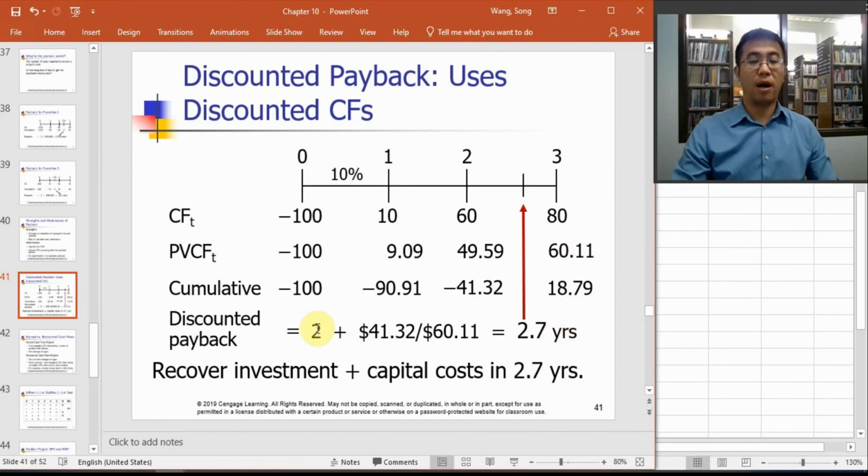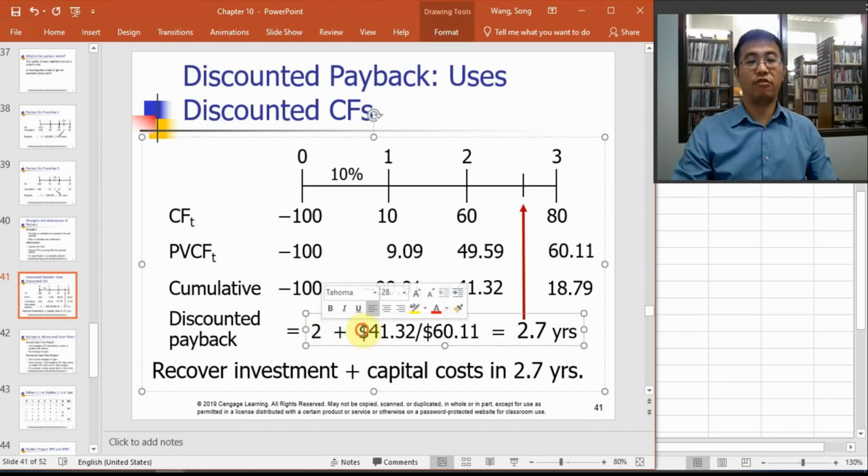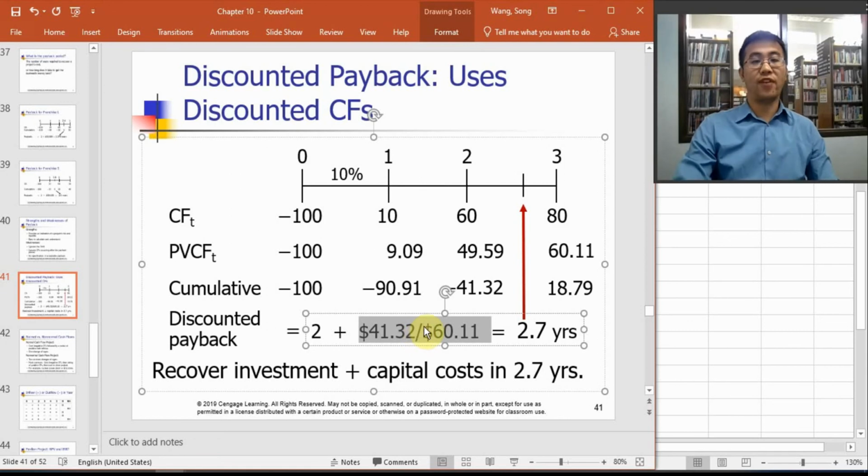The integral part of it is 2 years, and the fractional part of it comes from the third year's cash flow at the present value, of course, divided by the remaining balance.